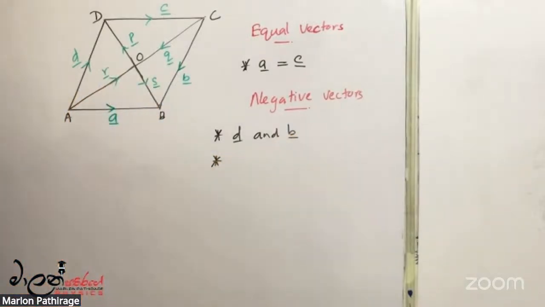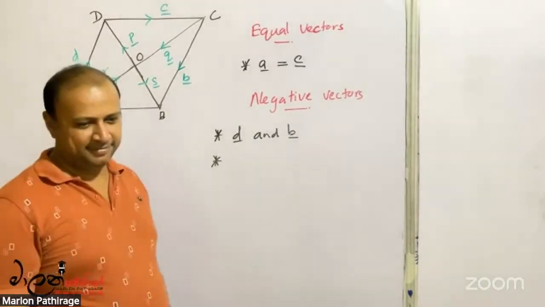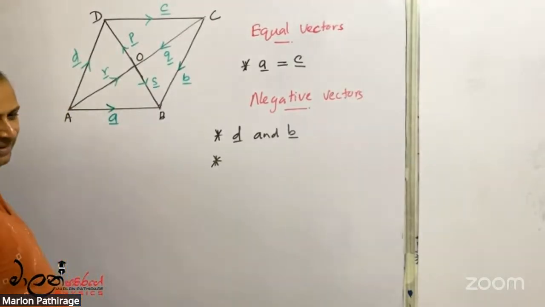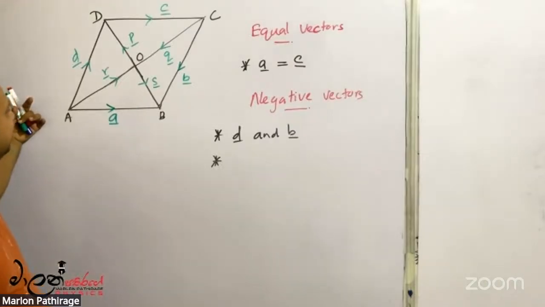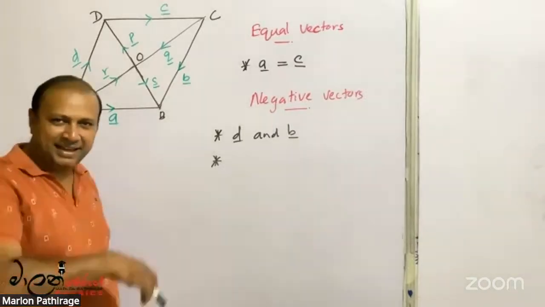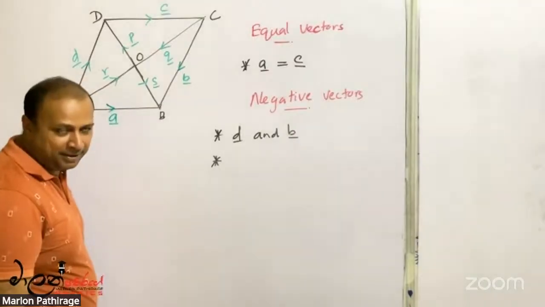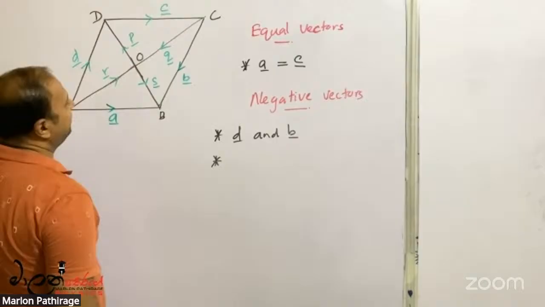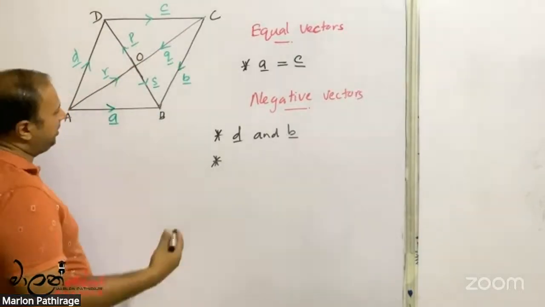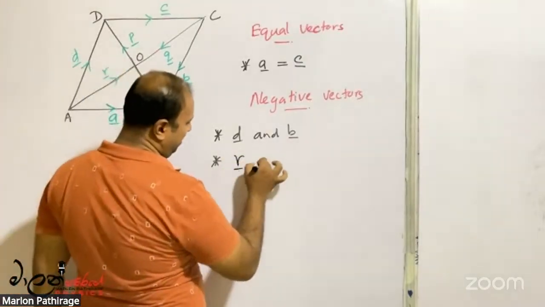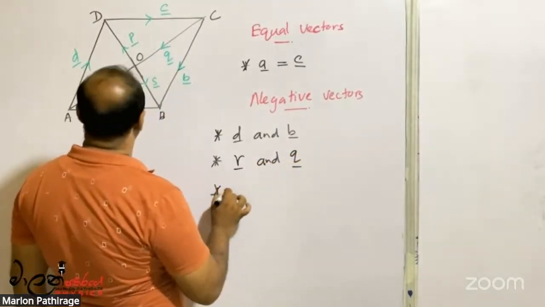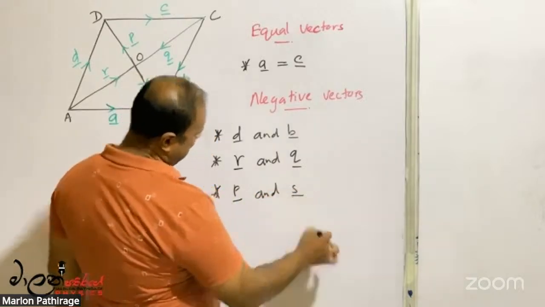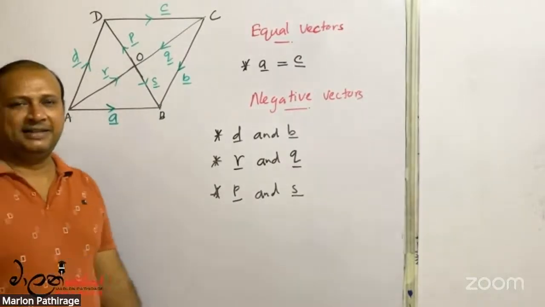One more pair. R and Q, negative. As this is a parallelogram, this length and this length are equal. Therefore, R and Q are in opposite directions. That means they are negative vectors, R and Q. Then P and S. Those are negative vector pairs. Did you get my point?